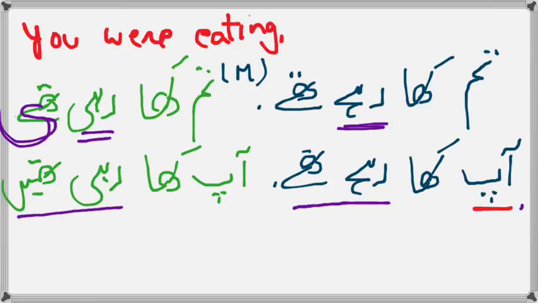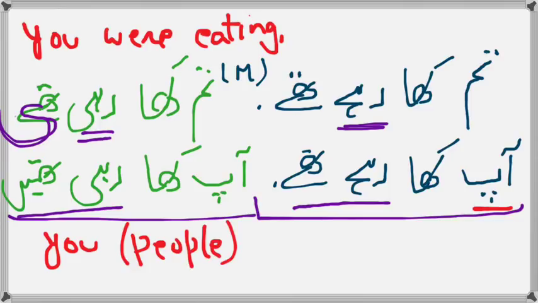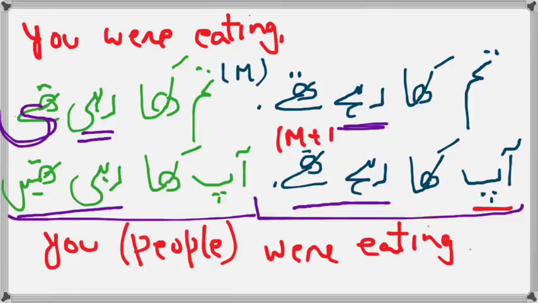And we use this formal version आप खा रहे थे and आप खा रही थी when we want to say you people. For example, more than one people were eating. When I came to your house, you people were eating. मैं जब आपके घर आया तो आप खाना खा रहे थे. And आप खा रहे थे is usually used for the male plus mixed group. And आप खा रही थी only for female.